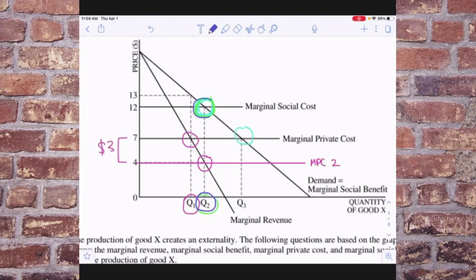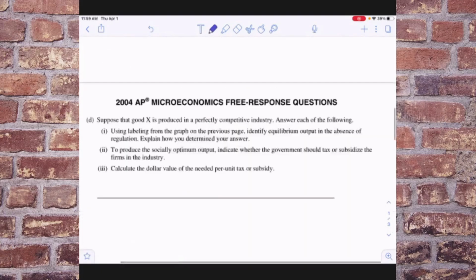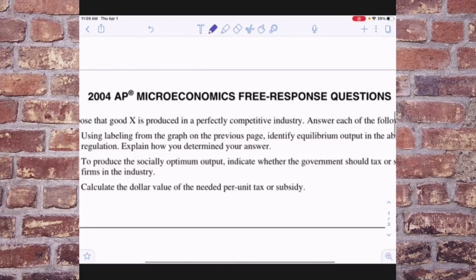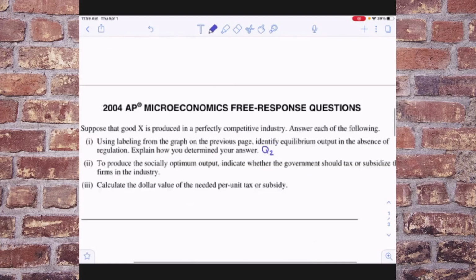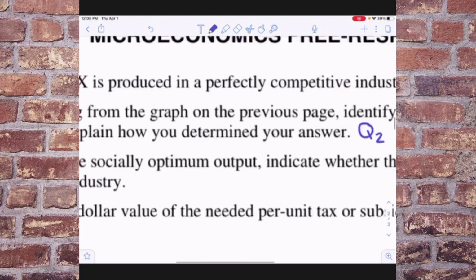To produce the socially optimal output, indicate whether the government should tax or subsidize the firm in this industry. Because I picked Q2, we're at the socially optimal point, so I'm going to say we're neither going to tax nor subsidize. So in D part 1, right after the word answer, I'm going to write Q2. And then after part 2, I'm going to write no tax or subsidy for firms in the industry.